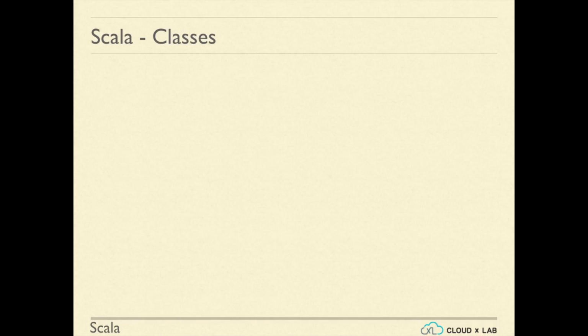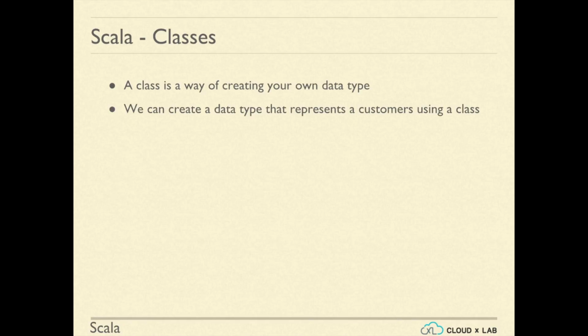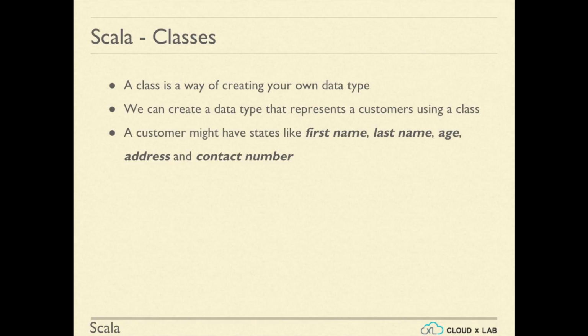What is a class? A class is a way of creating your own data type. For example, we can create a data type that represents a customer using a class. A customer would have states like first name, last name, age, address, and contact number.